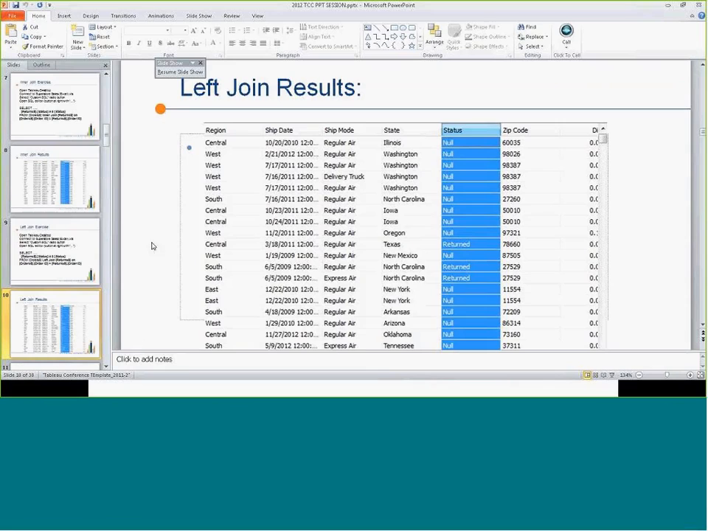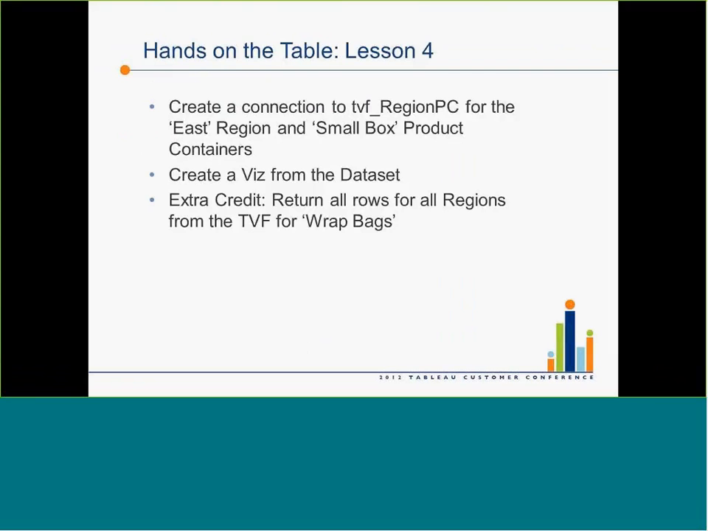Okay, now let's go ahead and get your hands dirty on that one. What we're going to want to do is have you create a connection to a different table value function called region PC. The PC stands for product container. And I want you to connect for region and small box. Those are the region and product category for you, or product container. And I want you to create a visual from that data set. And the extra credit here is going to be a little tricky. I want you to return all rows for all regions for the product container type of wrap bags.